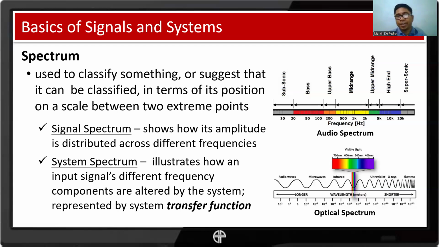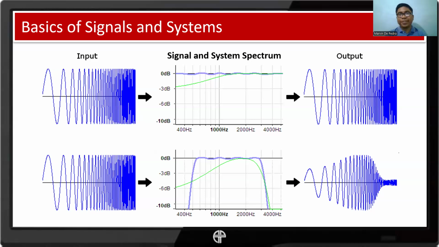The system spectrum illustrates how an input signal's different frequency components are altered by the system, and it is represented by the transfer function. That's another key concept that we are going to discuss in a lot of other portions of this course. Here's an example of an illustration of signal and system spectrum.